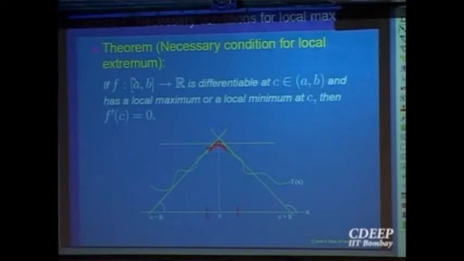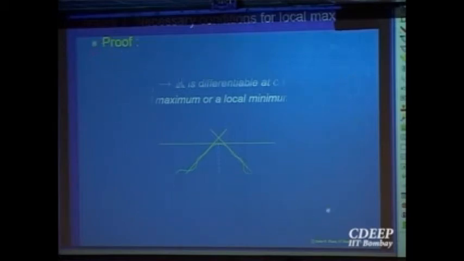Okay, that is given at the point c. There is no sharp edge. It is smooth at the point c. Then the theorem says the tangent at that point must be horizontal. That is the geometric implication of this theorem, right? It's very clear. So let us prove this.